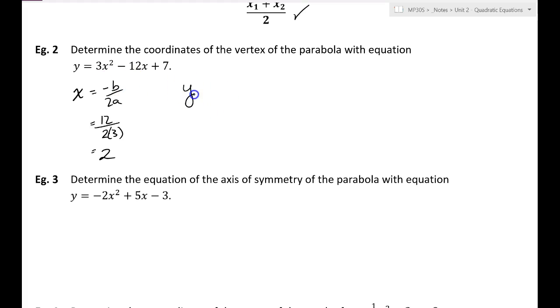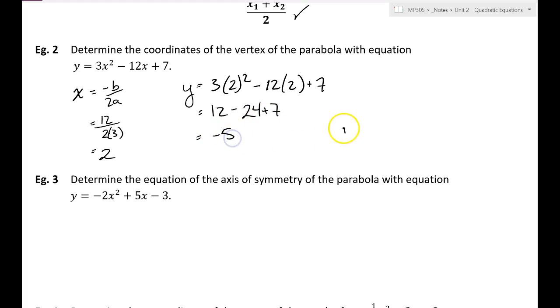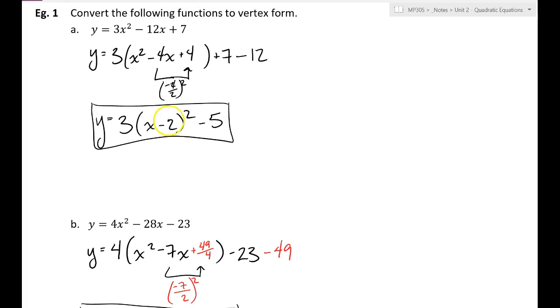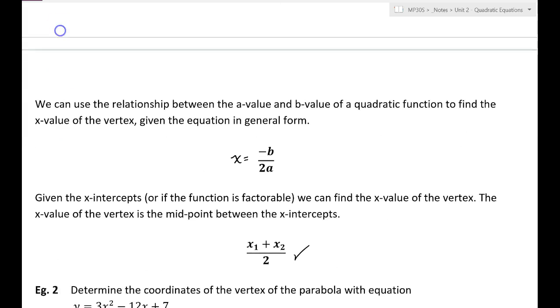And then my y value, I'm just going to plug my x value in and solve for y. It's going to be 3 times 2 squared minus 12 times 2 plus 7. So that gives me 4 times 3 is 12, minus 2 times 12 is 24, plus 7. And if we plug and chug, that gets 12 minus 24 plus 7, which is negative 5. So my vertex is at 2 and negative 5. If we go back to our first example, sorry we're scrolling around so much today, we get P is 2 and Q is negative 5. So that is my vertex. It matches what we found down here. So that's nice and convenient.